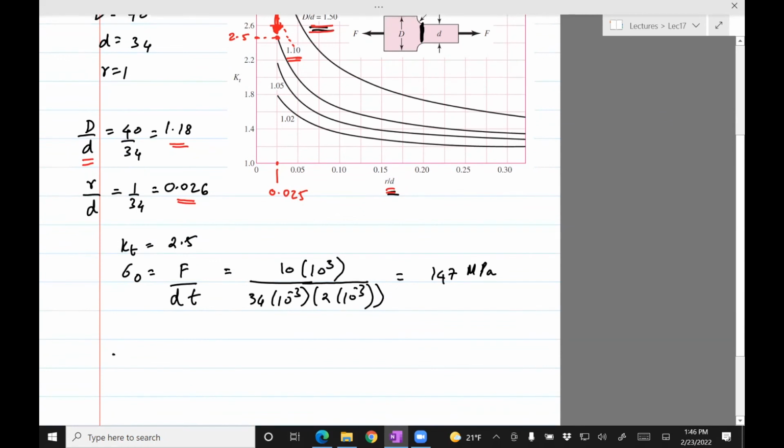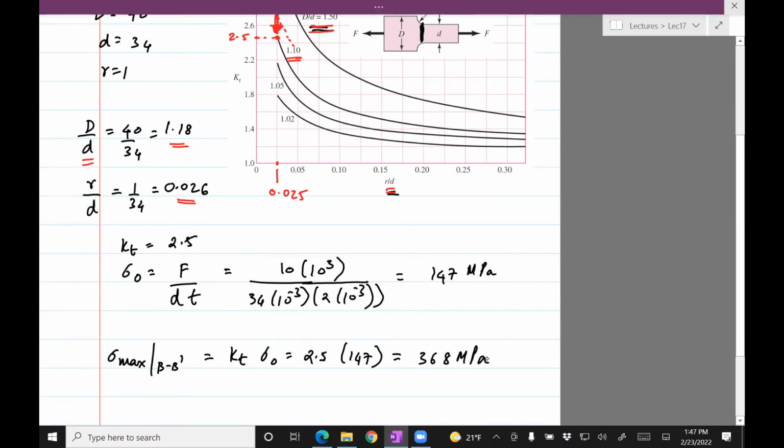Okay, the last thing left is to find sigma max. This is at B prime is KT times sigma 0. So it's 2.5 times 147 comes out to be 368 MPa. That's so close to the other one.